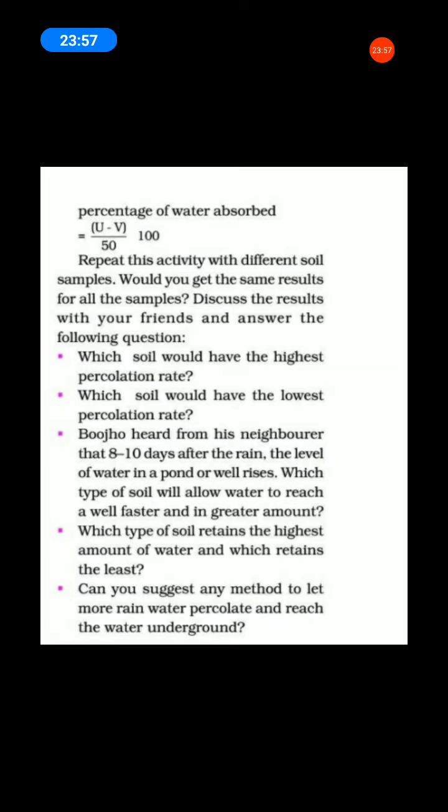Topic 9.7, soil and crops. Just 1 second, all of you listen. Absorption of water in the soil. Just see the video activity. Okay, 9.6 activity video, absorption of water by soil. All of you see the video. Listen carefully. Absorption of water by soil.